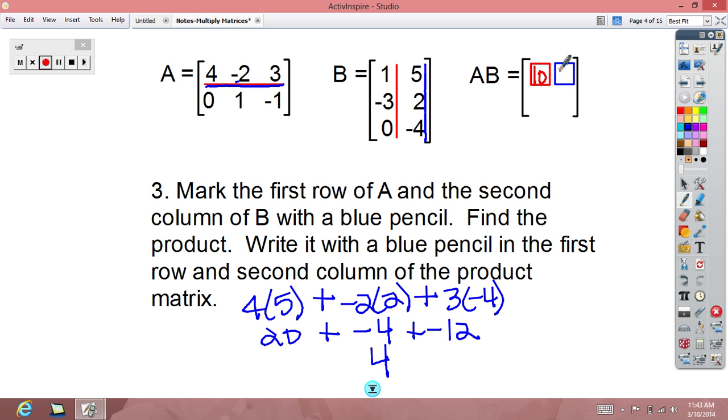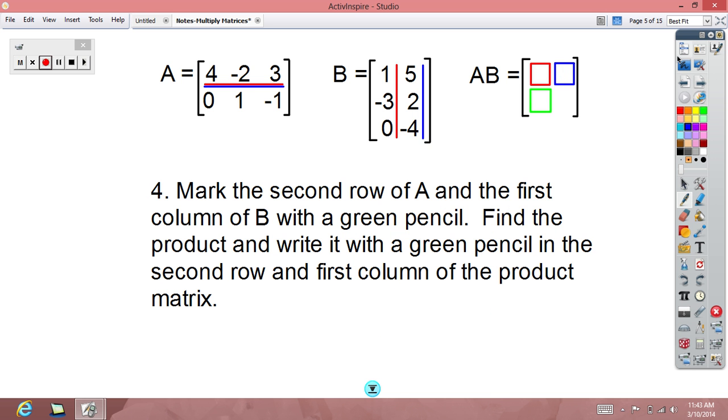And here we have 4. Okay. On to the next one. Now we have the second row we're going to be using. Okay, so again, we found out that this was 10, this was 4, now it says to use green.